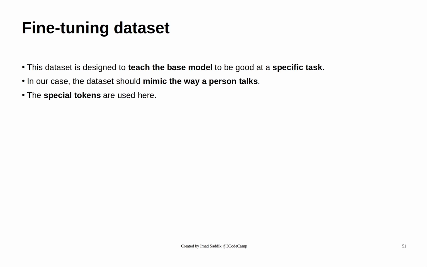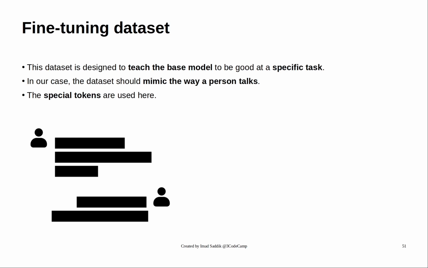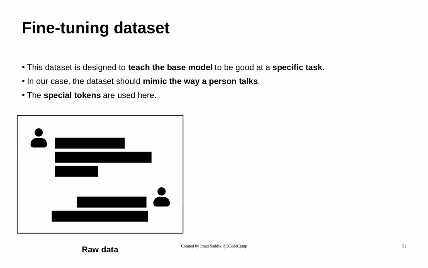In our case, we want this dataset to teach the model to mimic the way a person talks. You remember the special tokens that I talked about briefly in the BPE video? We will use them in this part. The raw data looks like this. We have a back and forth conversation that we exported from WhatsApp. As an example, this data will be converted to this format.